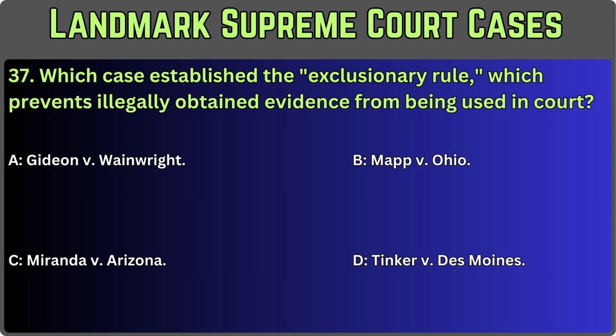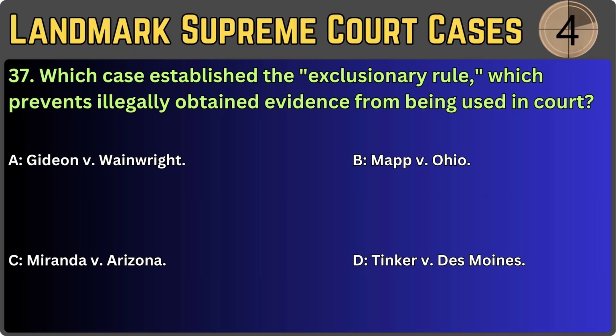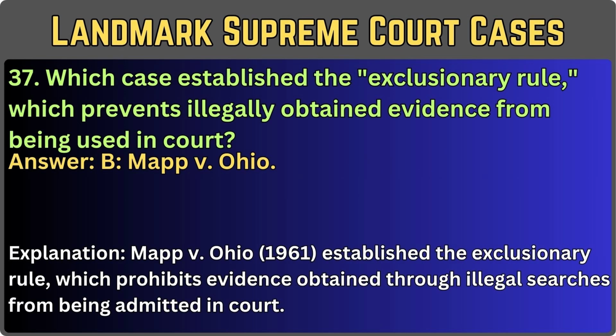37. Which case established the exclusionary rule, which prevents illegally obtained evidence from being used in court? A. Gideon v. Wainwright. B. Mapp v. Ohio. C. Miranda v. Arizona. D. Tinker v. Des Moines. Answer. B. Mapp v. Ohio. Explanation. Mapp v. Ohio, 1961, established the exclusionary rule, which prohibits evidence obtained through illegal searches from being admitted in court.